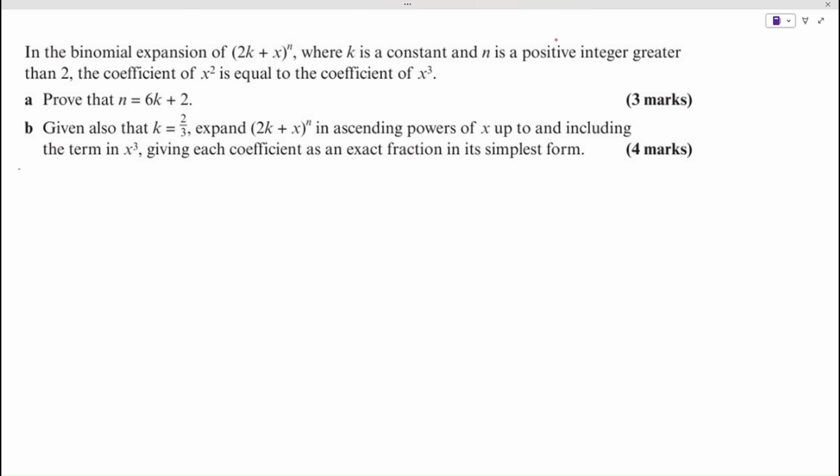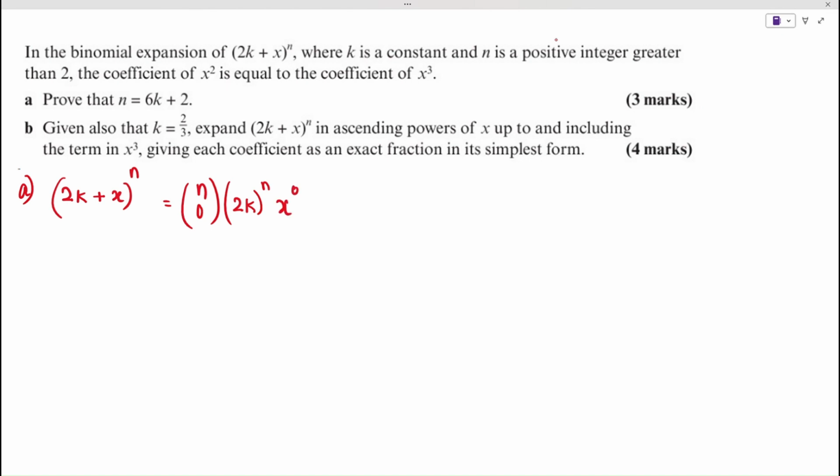So what we're going to do is write out the expansion of (2k + x) to the power of n. So we'll write this in our normal binomial expansion. We'll start off with (2k + x)^n, which is equal to n choose 0 multiplied by (2k)^n times x to the power of 0.